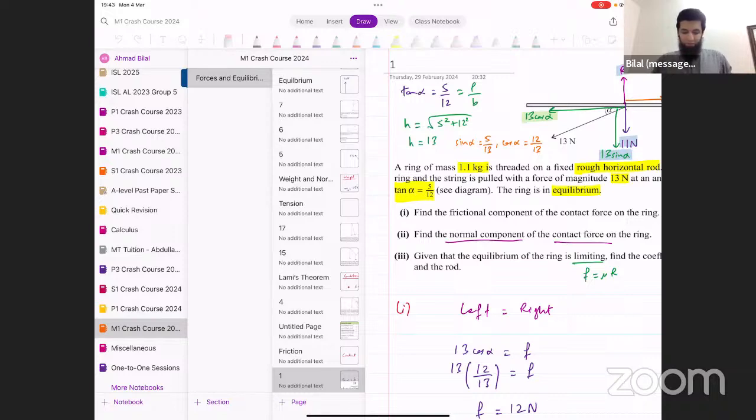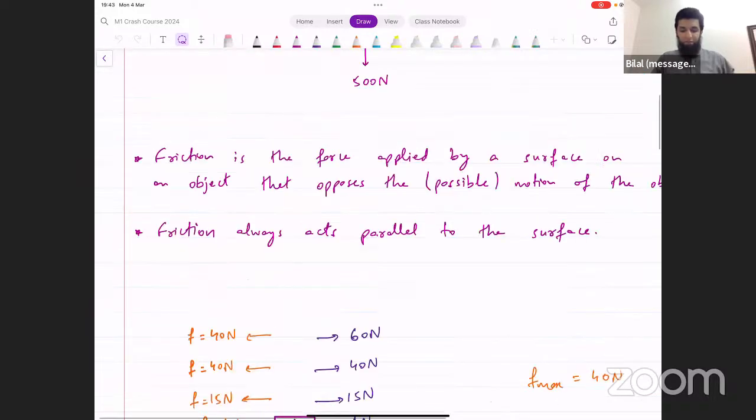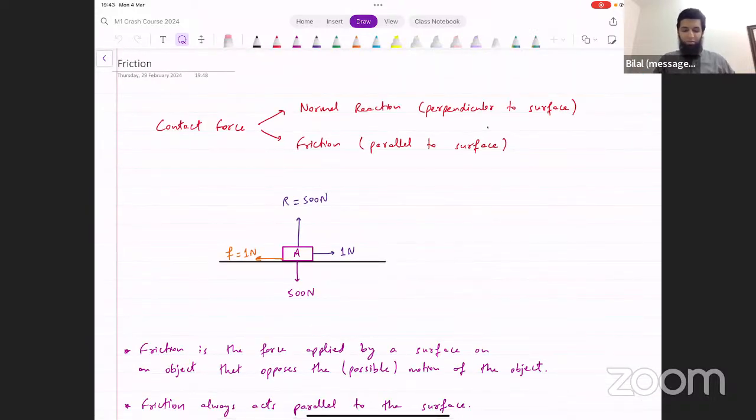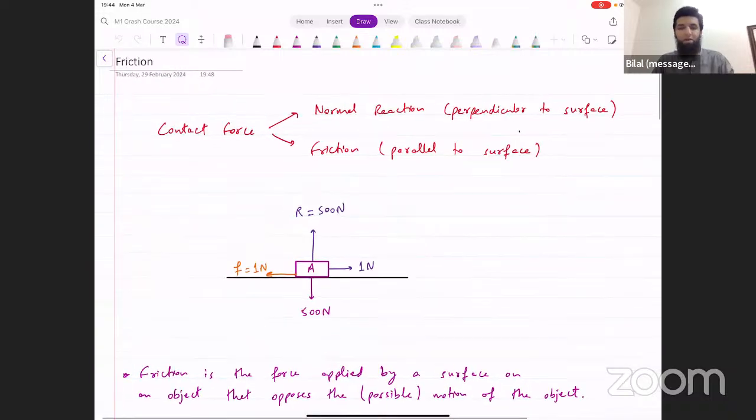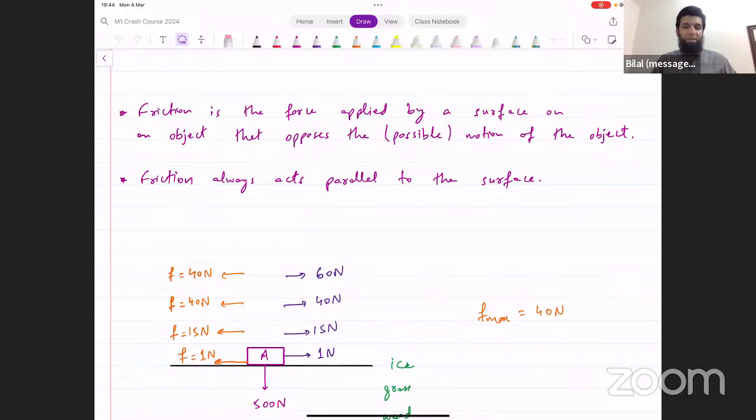All right. So what did we do in the last session? We basically understood this concept of friction, which is really important because the next worksheet, the questions that I've assigned from that, depend on the concepts that we did in the last session. So what's friction? Friction is a type of contact force that opposes the motion of an object. We've done one contact force before already, which was normal reaction. Friction is the force applied by a surface on an object, and that basically opposes the motion of an object.